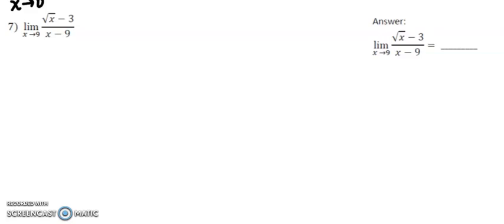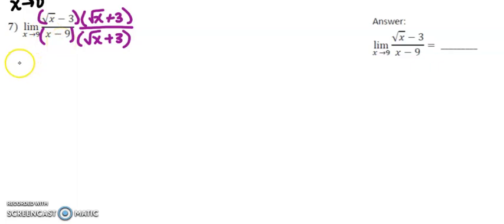So the conjugate is what will force a difference of squares. So the square root of x minus 3, if I multiplied that by the square root of x plus 3, then across the top, I'm going to get a difference of squares. But we all know from math, whatever you do to the numerator, we need to do to the denominator so as to keep things in balance, right? We haven't changed the value of this expression at all.